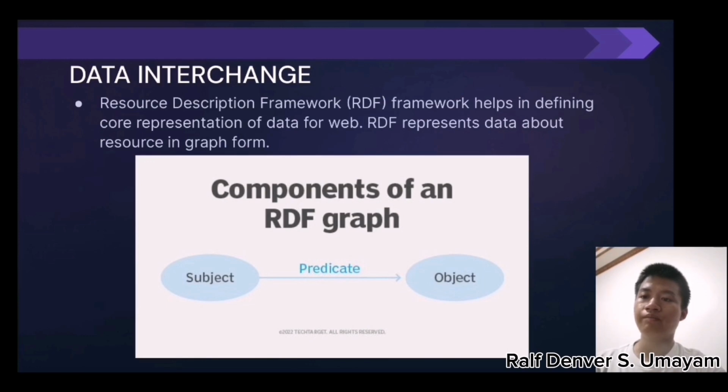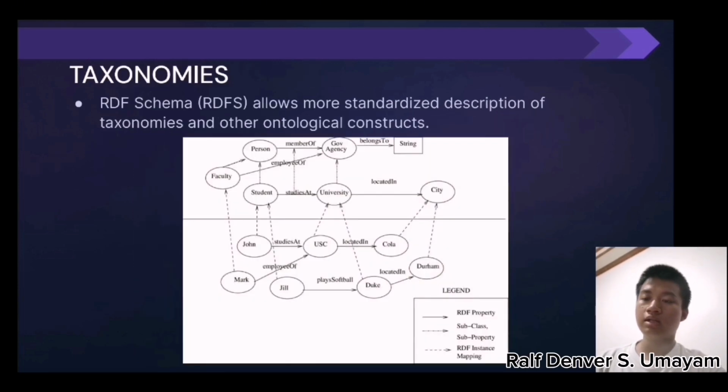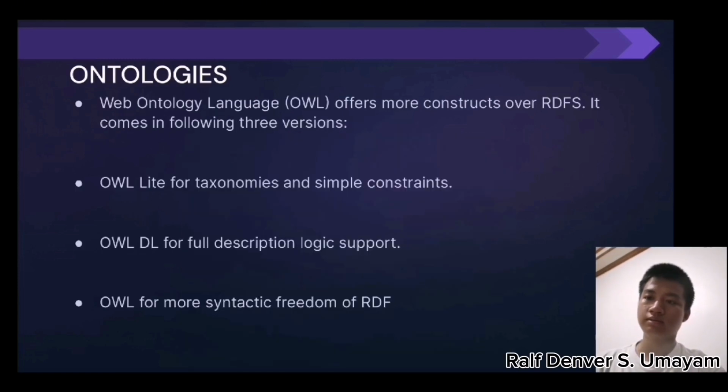Data interchange. Resource Description Framework (RDF) helps in defining core representation of data for the web. RDF represents data about resources in graph form. RDF organizes data on the web like a graph. Taxonomies. RDF Schema, RDFS, allows more standardized description of taxonomies and other ontological constructs. RDFS adds standard labels to web data.